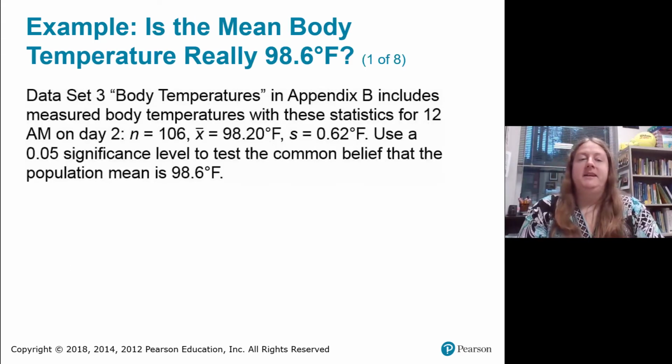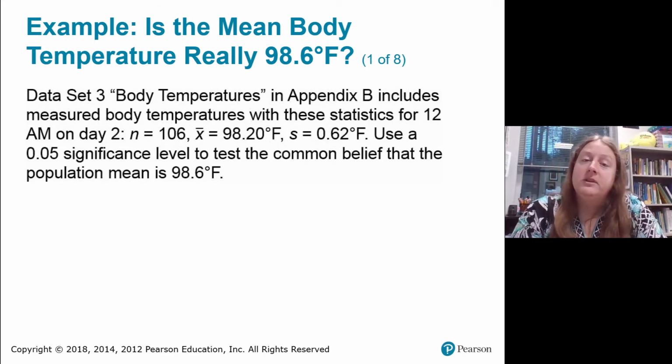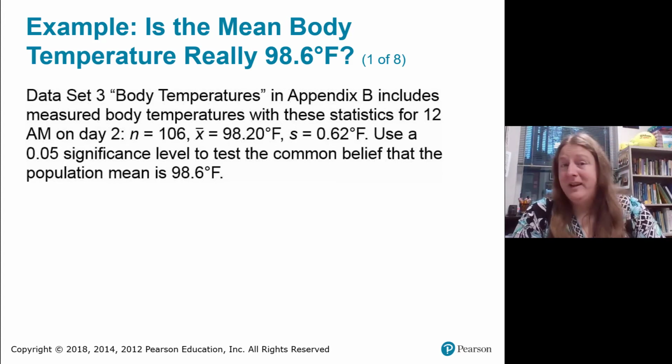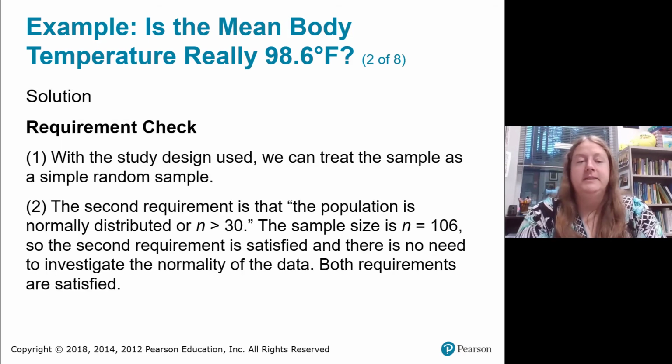All right, another example. Is the mean body temperature really 98.6 degrees? This is different than the other examples we've done so far because this one doesn't talk about things being less or greater than. So it's just saying, is it really actually this? We have a data set of body temperatures with a sample size of 106, a sample mean of 98.2, and a sample standard deviation of 0.62, and we want to use a 0.05 significance level to test the common belief that the population mean is 98.6 degrees.